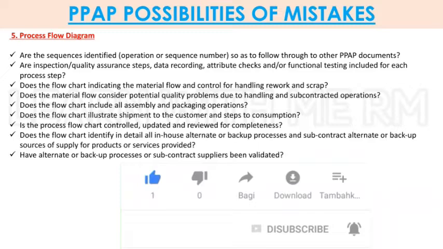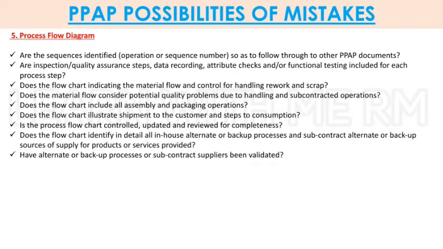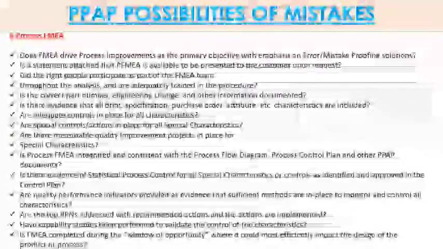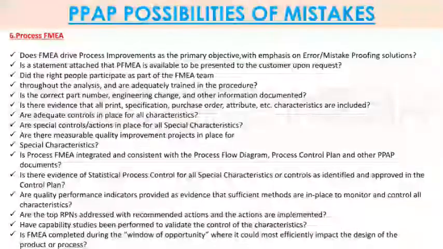Does the flow chart illustrate shipment to the customer and steps to consumption? Is the process flow chart controlled, updated and reviewed for completeness? Does the flow chart identify in detail all in-house alternate or backup processes and subcontract alternate or backup sources of supply for products or services provided? Have alternate or backup processes or subcontract suppliers been validated?